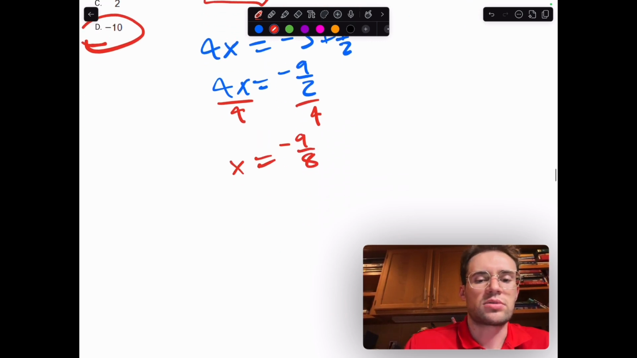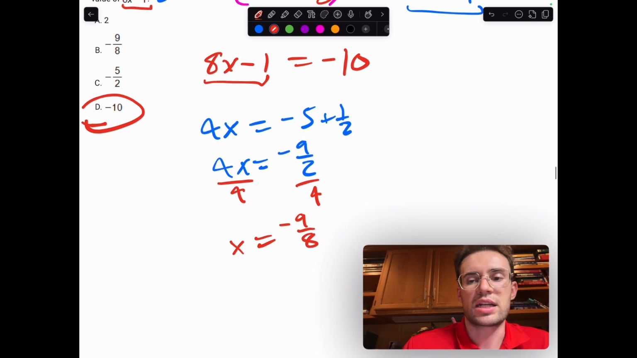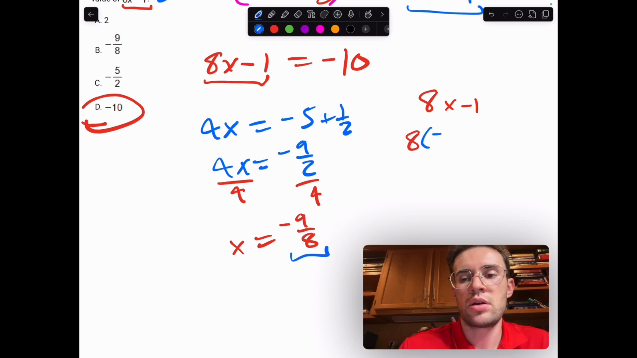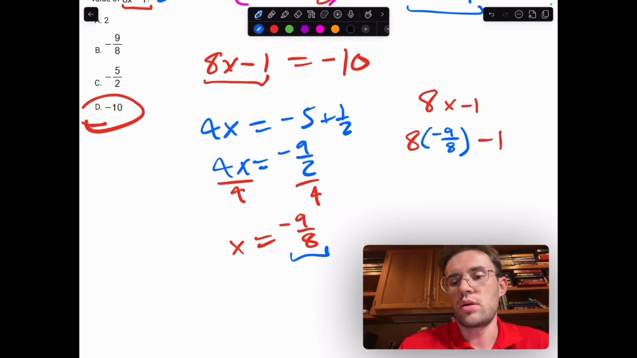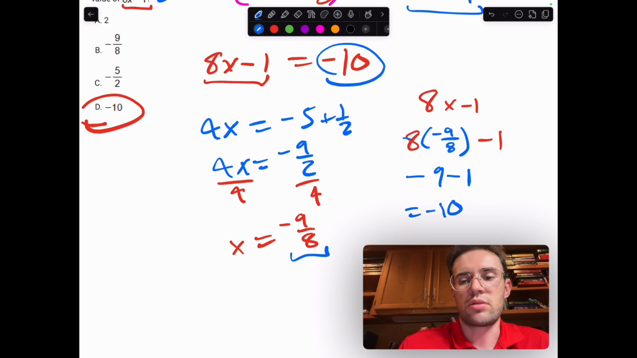And then once you have x equals negative 9 over 8, you could plug that into 8x minus 1. So 8x minus 1 would be equal to 8 times, we said x is negative 9 over 8. So 8 times negative 9/8 minus 1, which would give you, right, the 8's cancel here. So negative 9 minus 1, which is equal to negative 10. Right, so you get the same answer that we got.